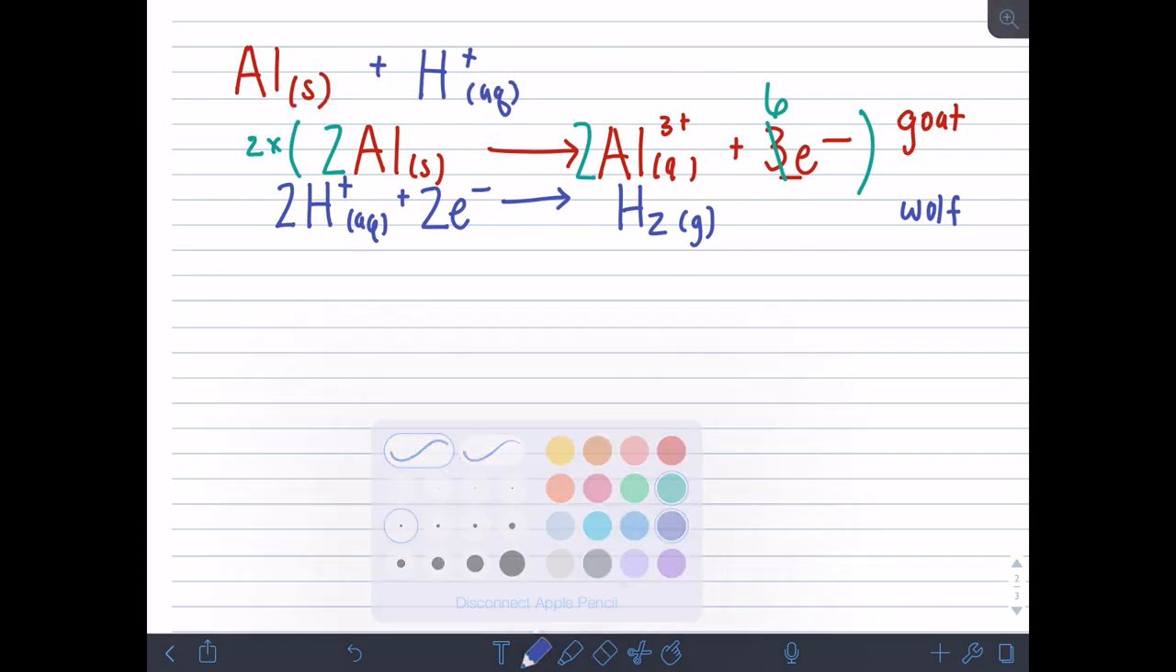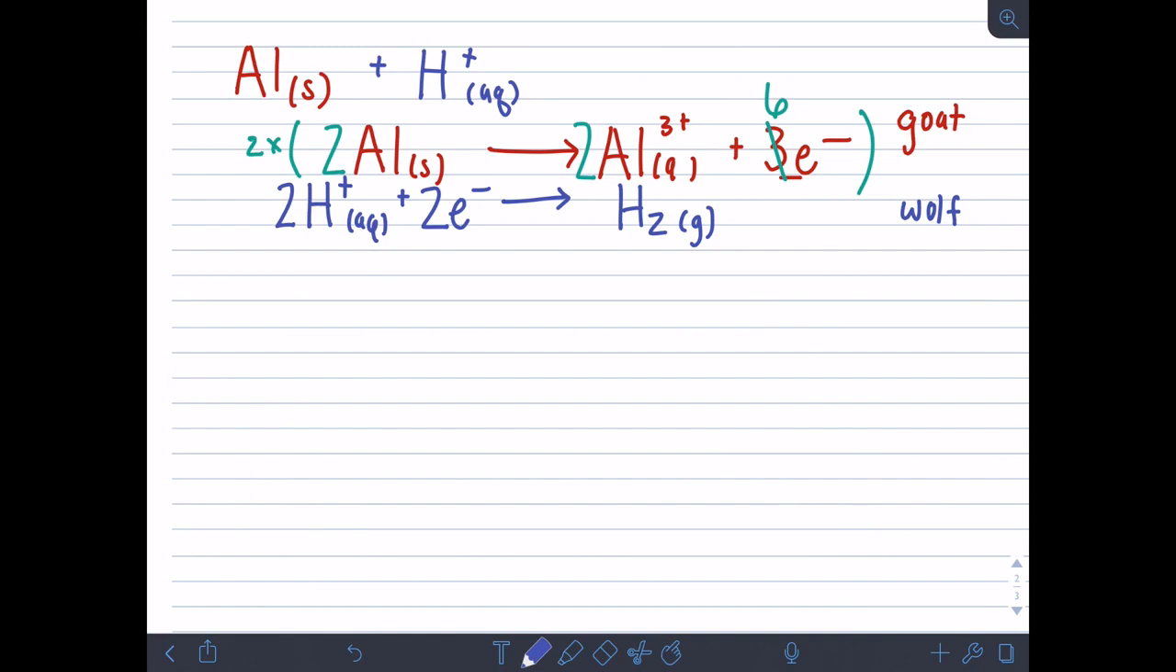We'll need to do the same with the hydrogen reaction as well, because now I have 6 electrons that I'm transferring. This reaction as is only requires 2 electrons. Therefore, I'll have to multiply this by 3. And so if I multiply it by 3, I'll have 6 H+'s, 6 electrons, and 3 H2 gases. Now I have the same amount of electrons that are being transferred.